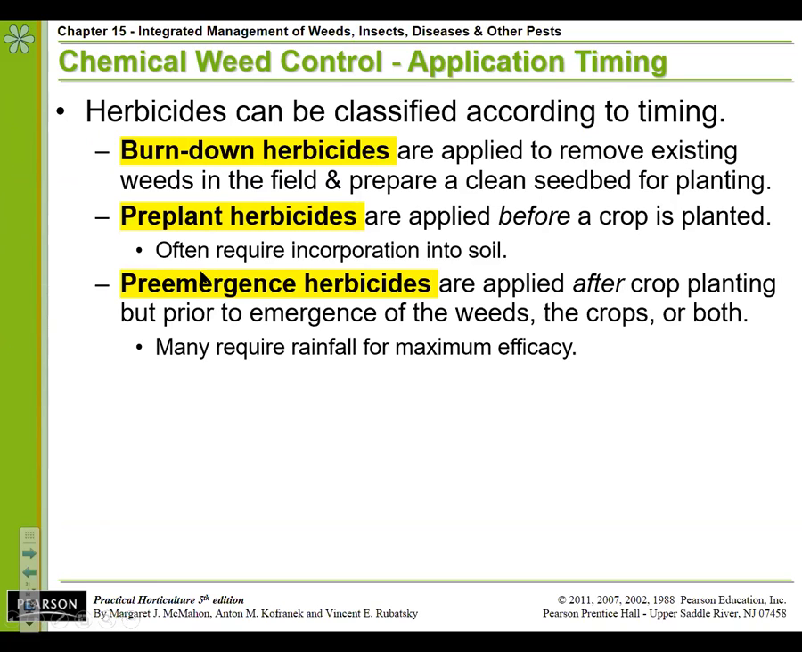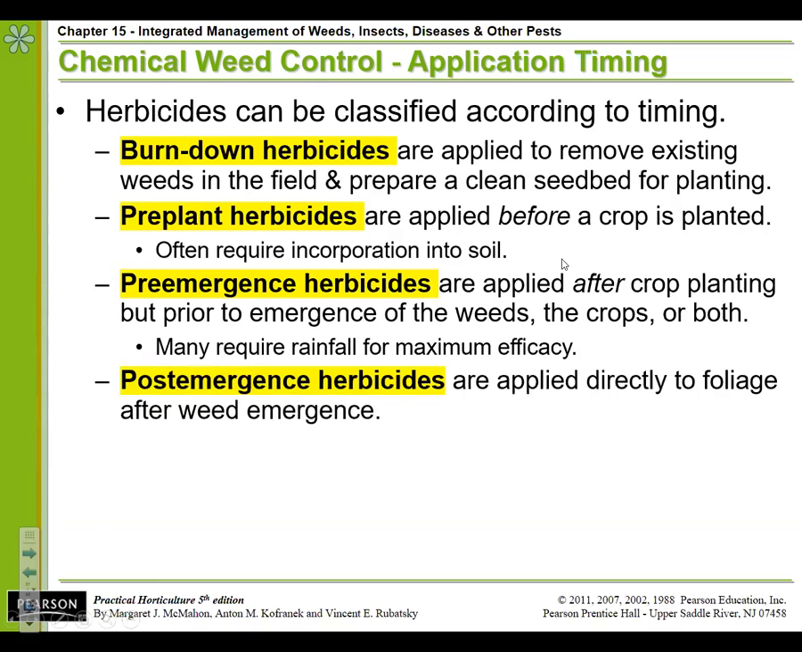Pre-emergent herbicides are those that are applied after the crop planting, but before the emergence of the weeds. And they basically just prevent those seeds from germinating. So a lot of these pre-emergents, you apply them to the soil surface or work them into the soil. They do have to have some sort of rainfall or irrigation for them to be very effective.